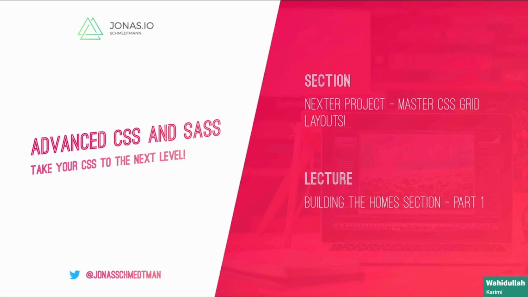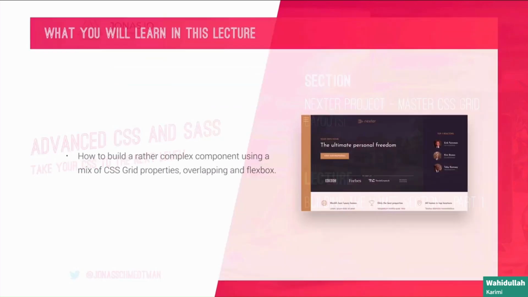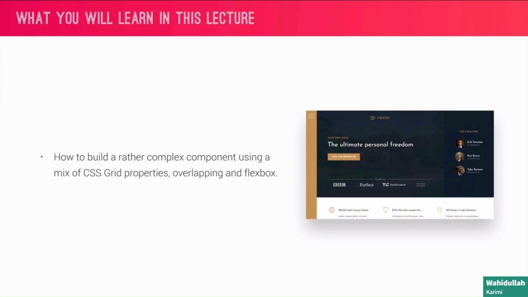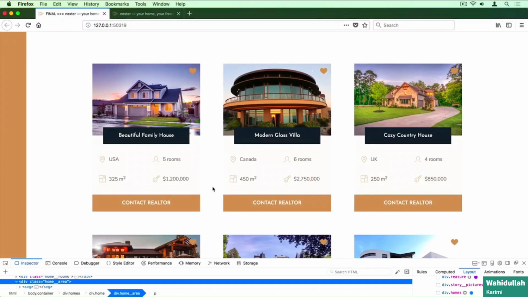And so in this lecture and the next one, we will build a section which contains the available homes on the website. And I'm actually really excited for this one because now you're going to learn how to build a rather complex component using a mix of CSS Grid properties, overlapping, and flexbox. And so basically what we're going to do here in this section is to lay out these cards here, okay?